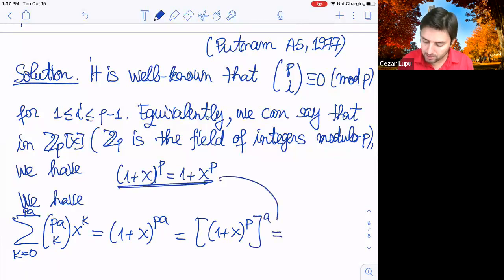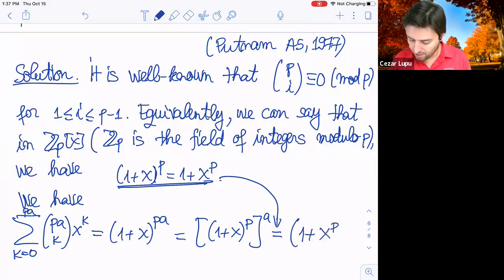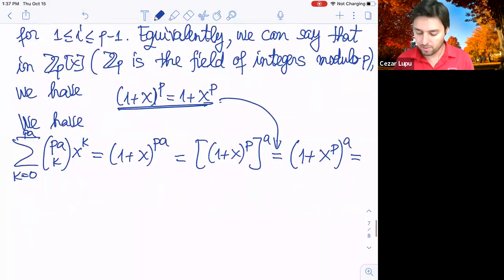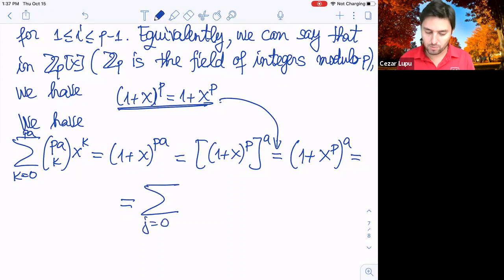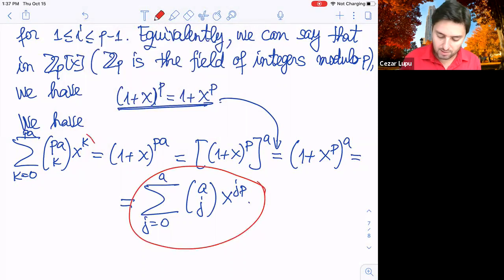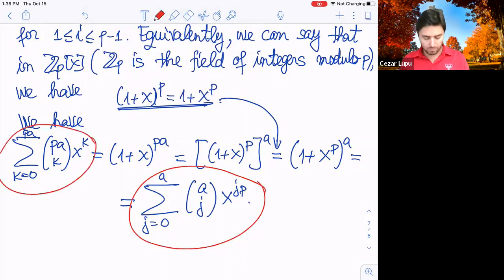So putting this in here, it will give us that 1 plus x to the power p, everything to the power a. Wow, that's beautiful. And now I can expand this by binomial expansion. This will be nothing else than the sum from j equals 0 to a of a choose j times x to the power jp. So at this point we have this equality here. You see, this is the same as this modulo p. And now we just have to look at the coefficients, and that's it. We're done.